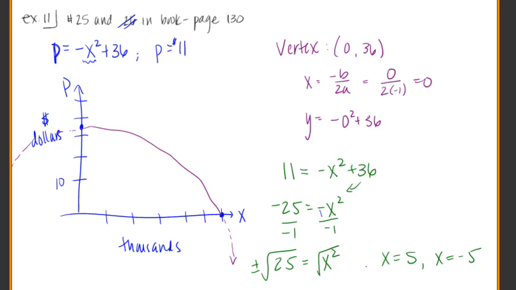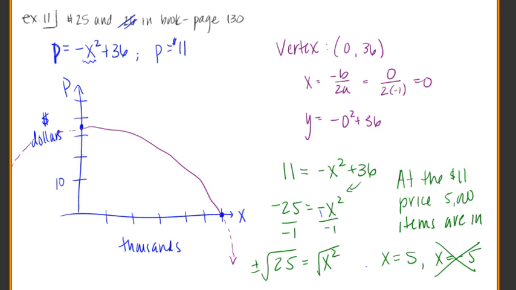Okay. Well, word problem. Let's interpret this answer. Remember, X is the amount that's demanded. So when we set the price of this product at $11, what it's saying is not just 5 items are demanded, but 5,000 are demanded. Can you demand a negative 5,000? Not so much. So in word problems, we're going to throw out the negatives. So what we can say is at the $11 price, 5,000 items are in demand. And that's exactly what we just found.